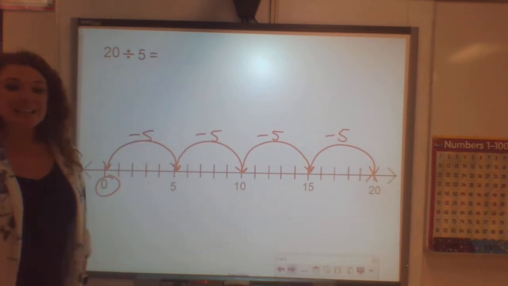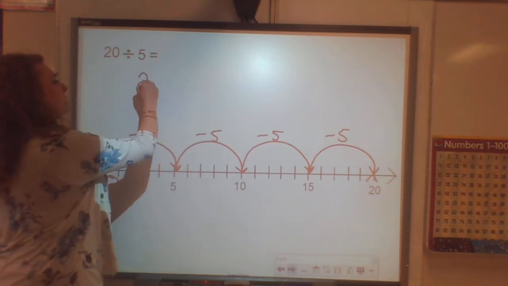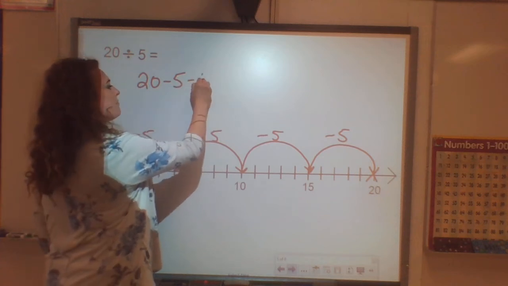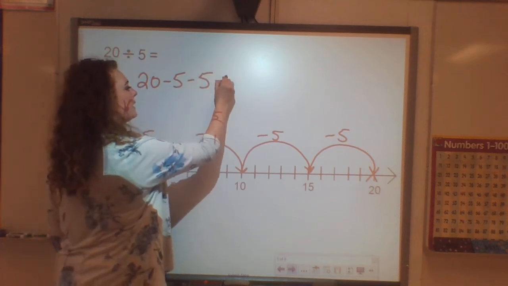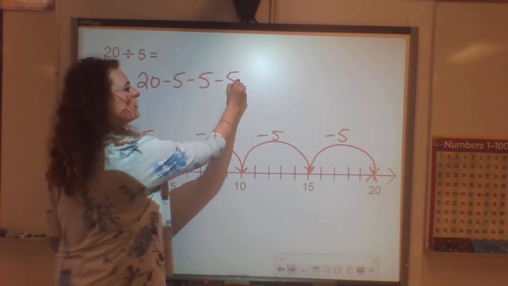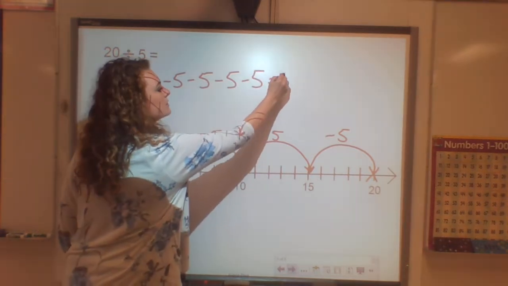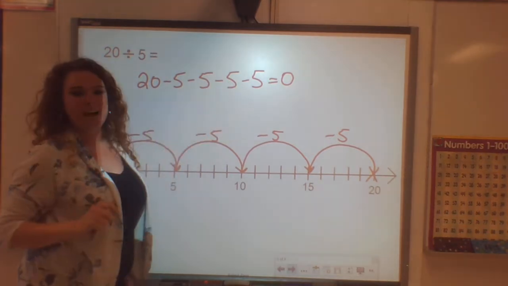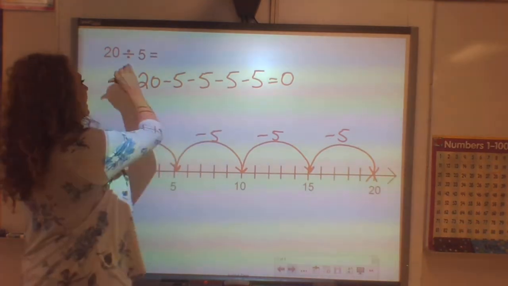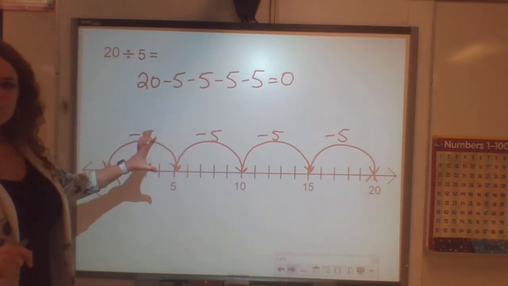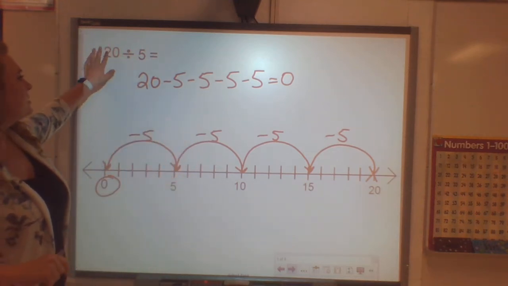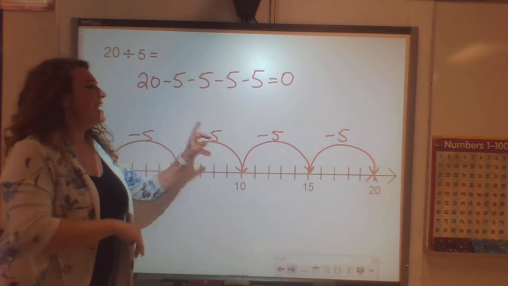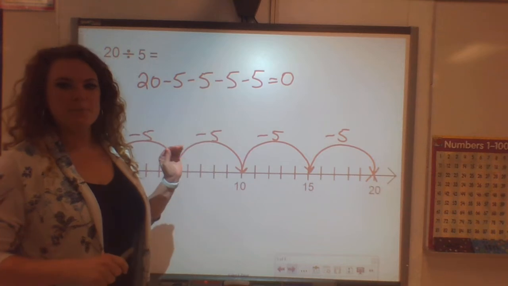My repeated subtraction will be 20 minus 5 is 15. Minus 5 is 10. Minus 5 is 5. Minus 5 equals 0. Do you see how we've done that? We just keep taking away 5 until we get to 0. And there's my division sentence. Okay, so on your worksheet that you have today, it's going to look like that. It's just going to give you the division sentence. It's going to ask you to draw the leaps and write the repeated subtraction.